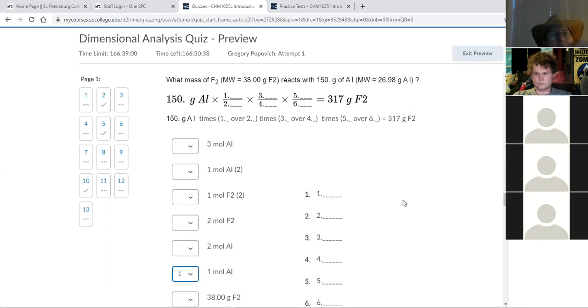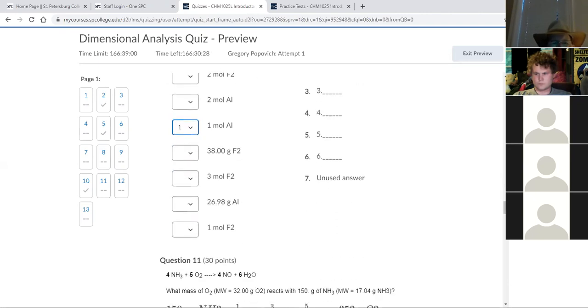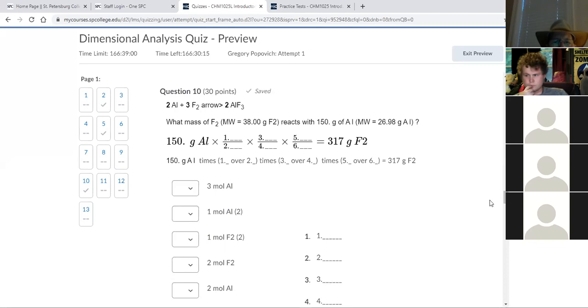Okay? I need to equate 1 mole with a certain amount of grams of aluminum. What is that going to be? 26.98 grams aluminum. So that's going to go in position 2. All right. Now I've figured out my moles of aluminum. What is my molar ratio? Looking at the equation, 2 to 3. Okay, 2 to 3.